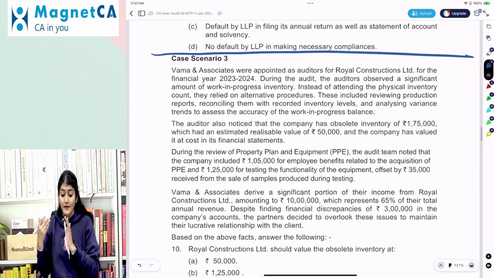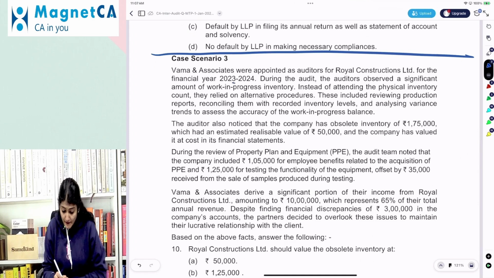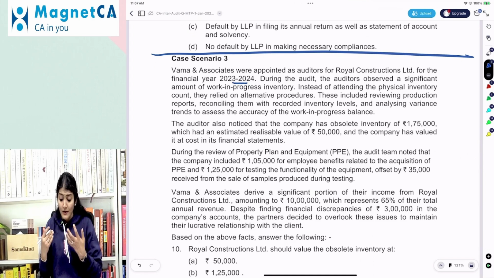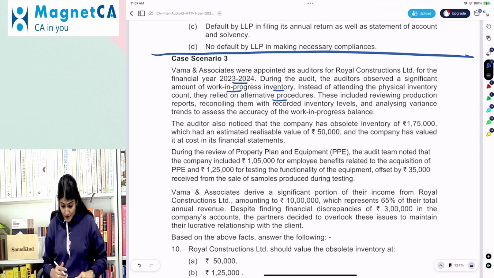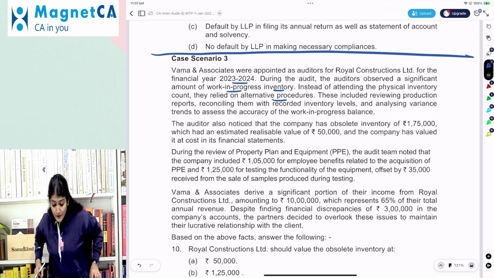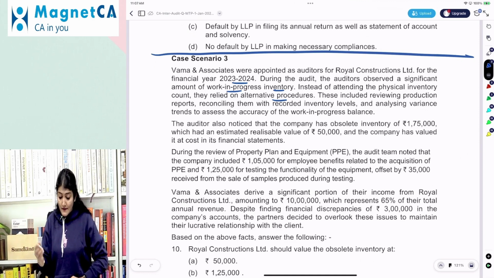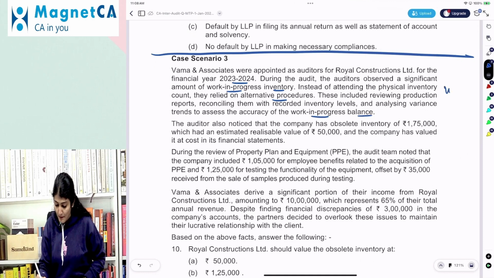Varma and Associates were appointed as auditors for Royal Construction Limited for 23-24. During the audit, the auditors observed a significant amount of WIP inventory. Instead of attending the count, they relied on alternative procedures. These included reviewing the production reports, reconciling them with the recorded inventory level, and analyzing variance trends to assess the accuracy of the WIP balance.